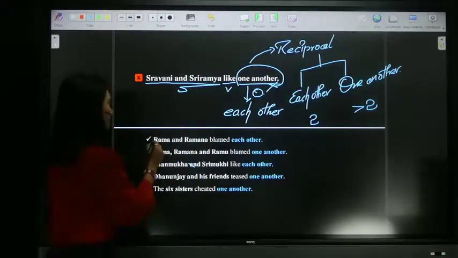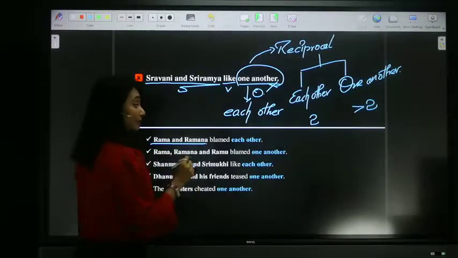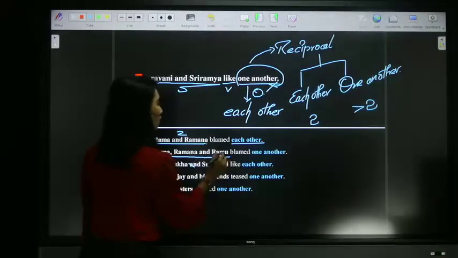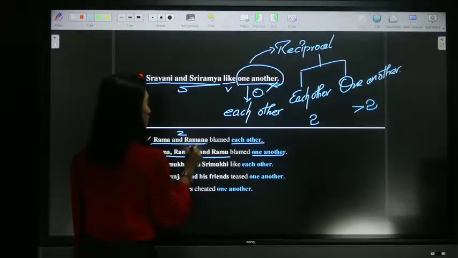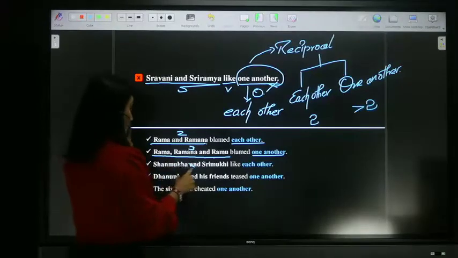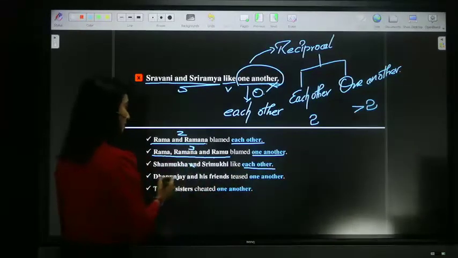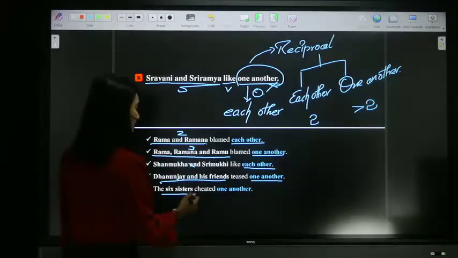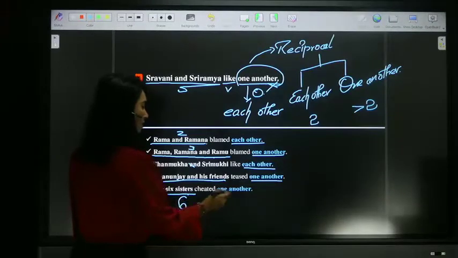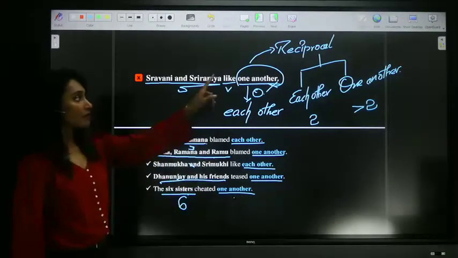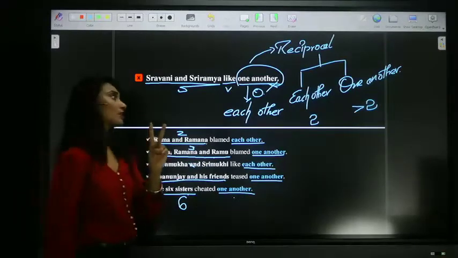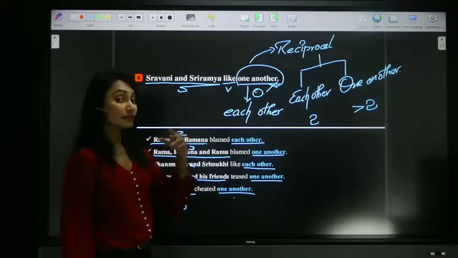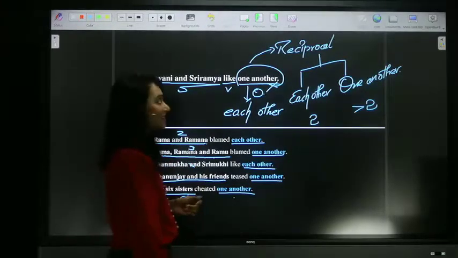Look at this one. Rama and Ramna blamed each other. How many? Two. Rama, Ramna, and Ramu blamed one another. How many? Three, more than two. Shanmuka and Srimuki like each other. Two. Dhanunjay and his friends, more than two, teased one another. The six sisters, six, cheated one another. So remember reciprocal pronouns. We have only two reciprocal pronouns, each other and one another. Each other is for two, one another is for more than two. Right? Now let's see the next.